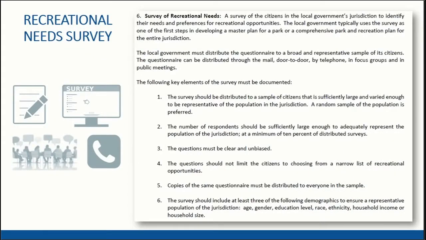The recreational needs survey. So here's the definition from the definition section on the needs survey.